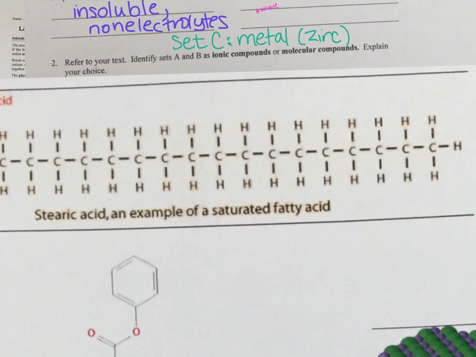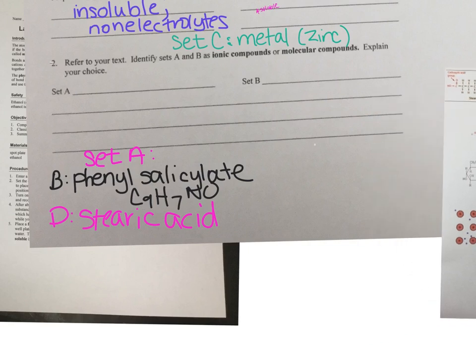So looking at what this consists of and what you already know, what category does this fall under? Covalent or ionic? Covalent, why? There's no what? There's no metal involved, okay? So stearic acid is also going to be covalent.